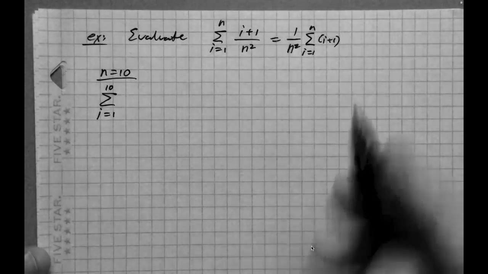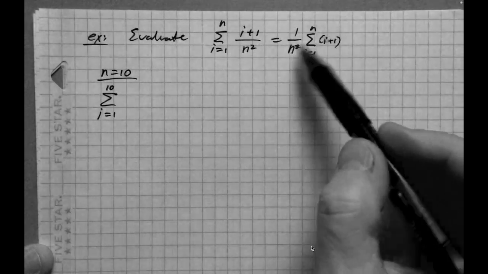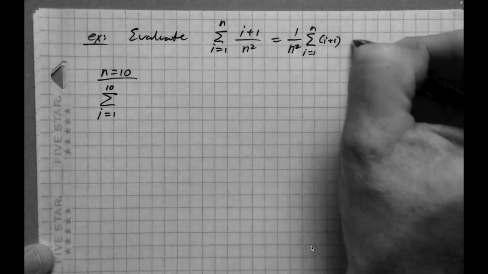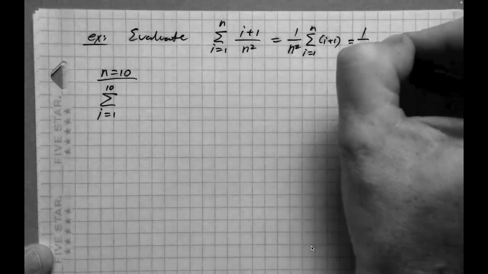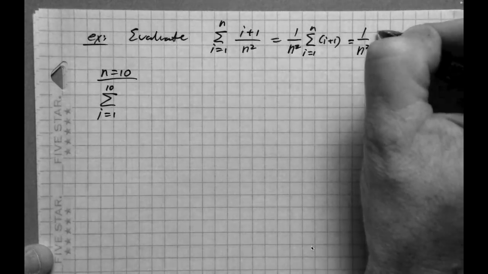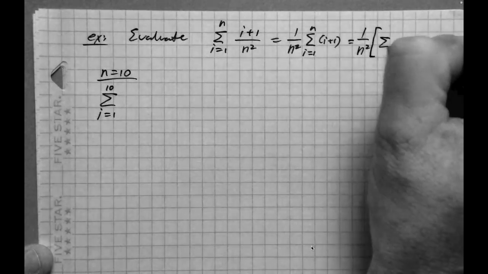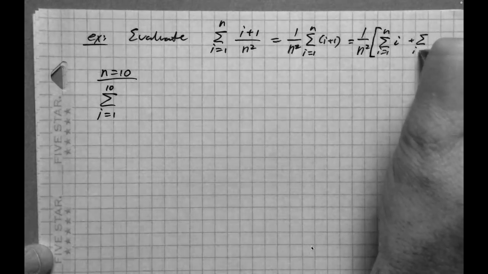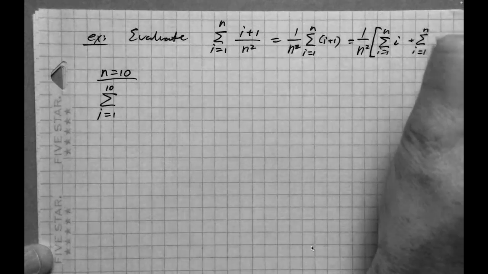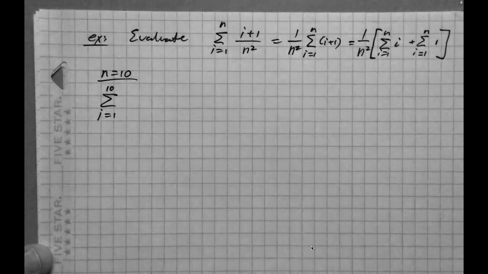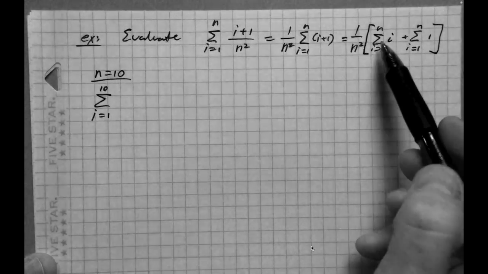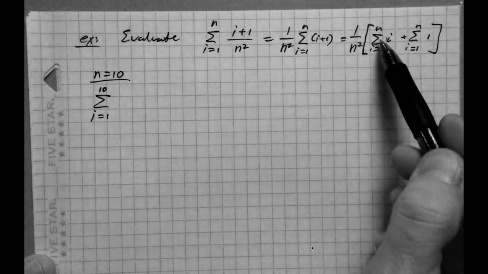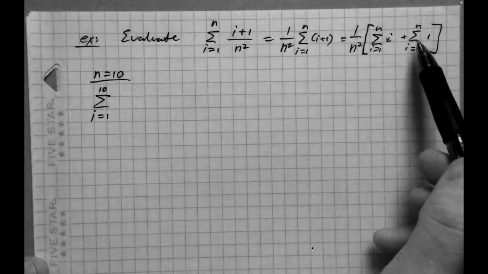And then further, we can break this into two sums, because you've got i and then you've got plus 1. So this can also be written as 1 over n squared times the sum of i equals 1 to n of i plus the sum from i equals 1 to n of just 1. Now, what's the advantage in doing it this way? Well, that theorem we just looked at tells us what this sum is equal to and tells us what this sum is equal to.